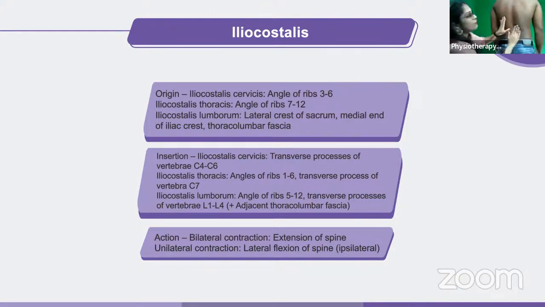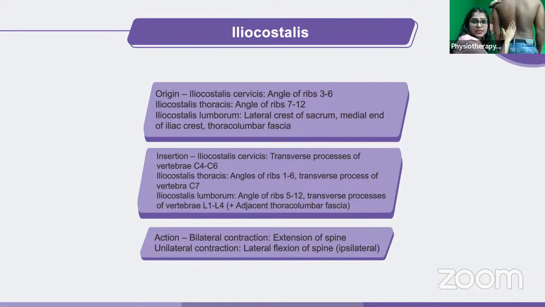The orientation of fibers is this way, like this. All the extensors will have the orientation like this, from down to up. So when this contracts, it will pull the trunk into extension. This point is very clear, right? That the orientation is like this. So when it contracts, it will pull the trunk into extension.